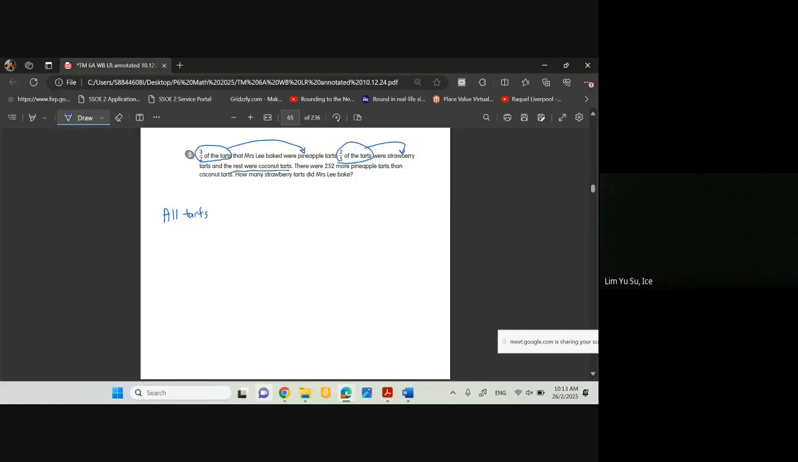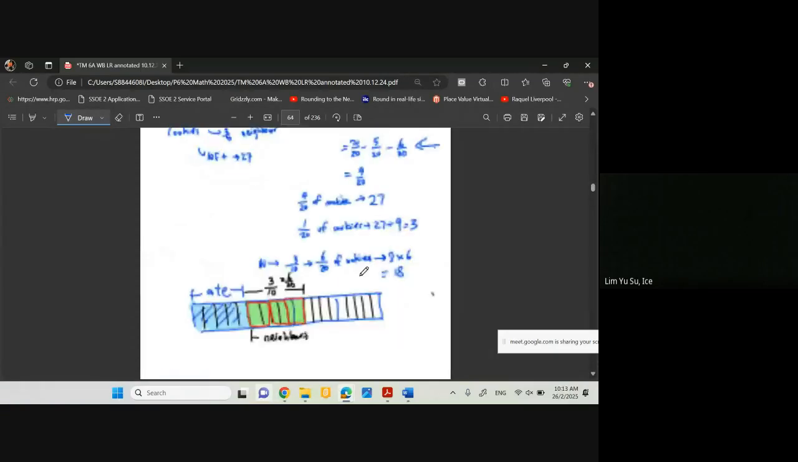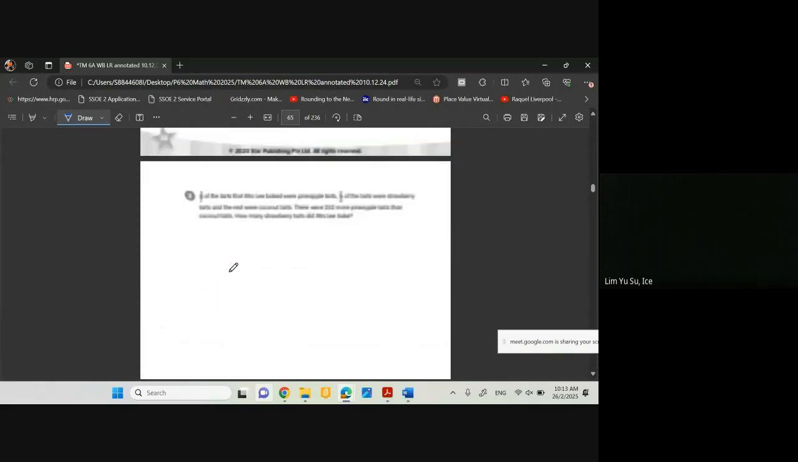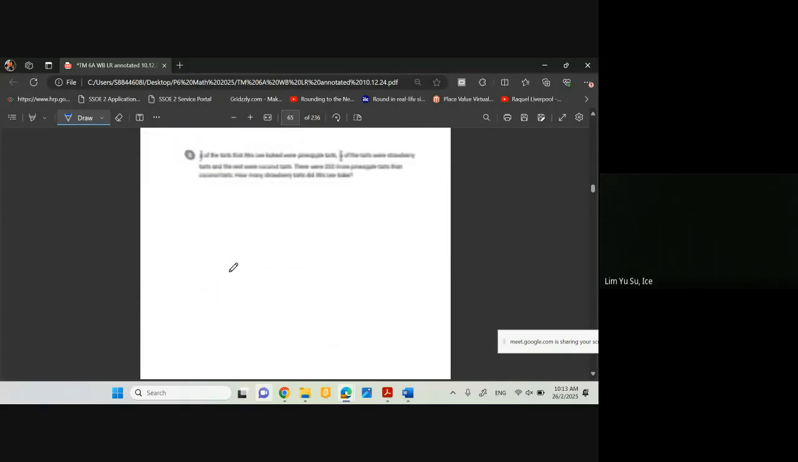That's how I draw from the left to the right. I draw from left to right. Now I draw top to down, okay? So now we have all the tarts, that's one whole. Out of all the tarts, 3/7 of the tarts, this one is pineapple. 2/5 of the tarts, strawberry, and the rest, coconut.